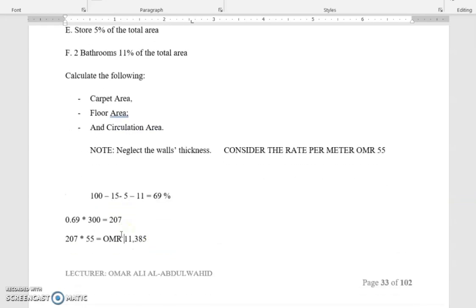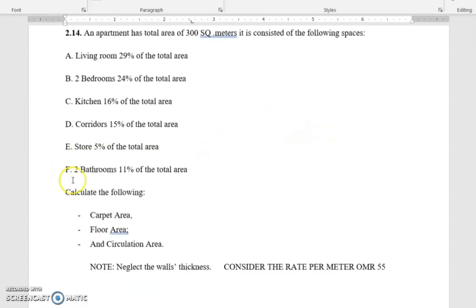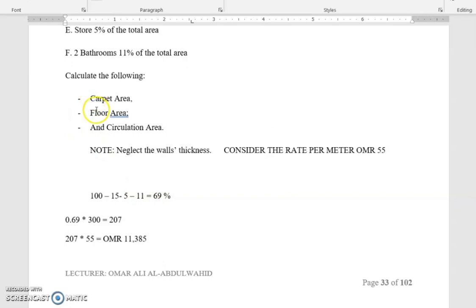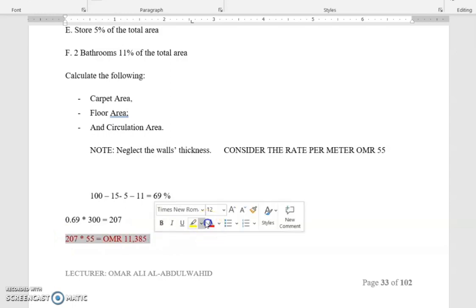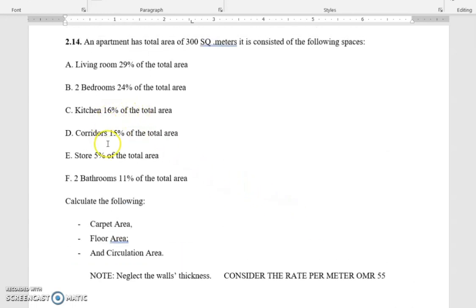This is the cost of the carpet area. Okay. If we want to elaborate more, because here it says calculate the following area, he wants to know these areas. So according to the question up to here, this is solved. I will make it in red color. If I want from you to calculate the price, the cost of each one of these components of the building.